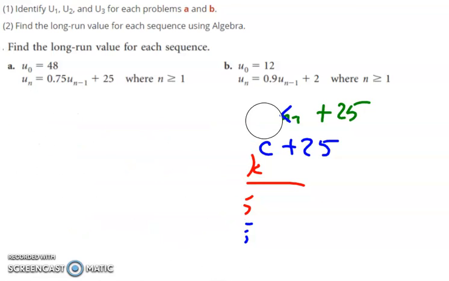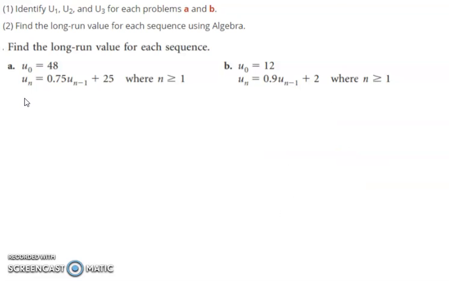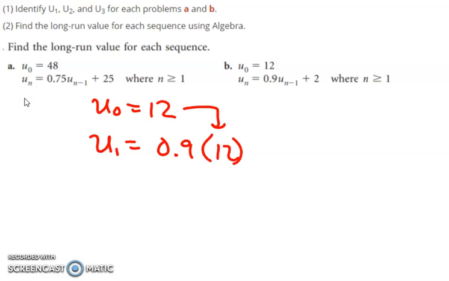All right, so like problem A, starting with U of 0, which is 12. So U of 1 is going to be 0.9 times the U of 0 number plus 2. So 9/10 times 12 is 10.8, plus 2. So the answer is 12.8.